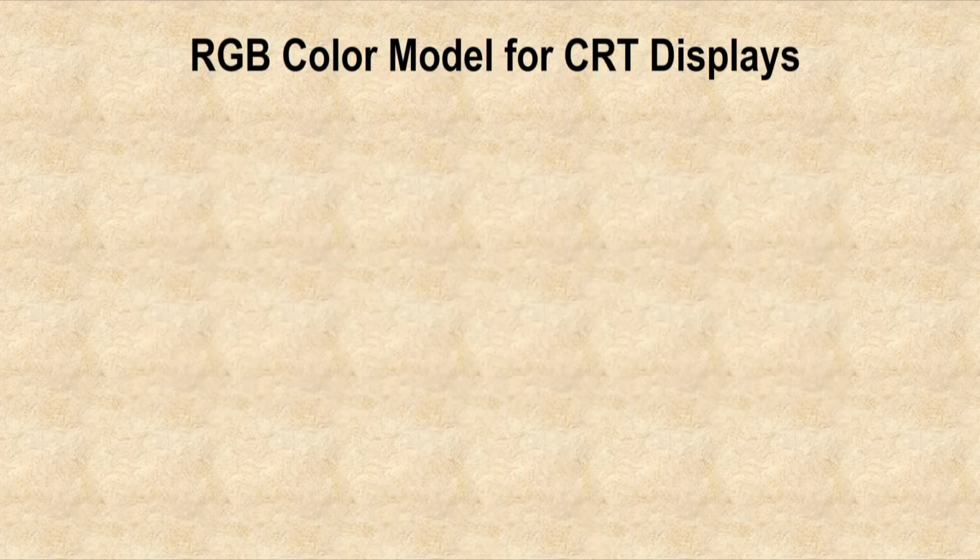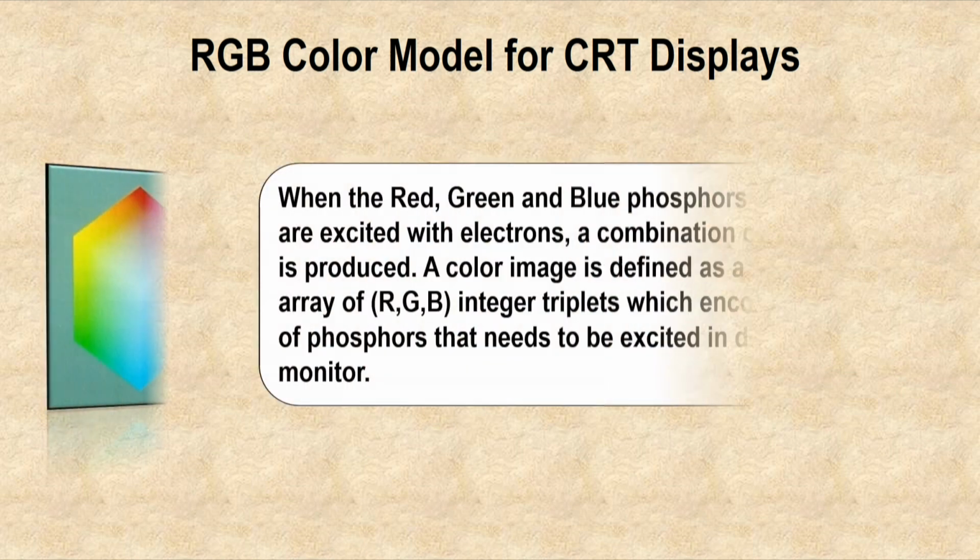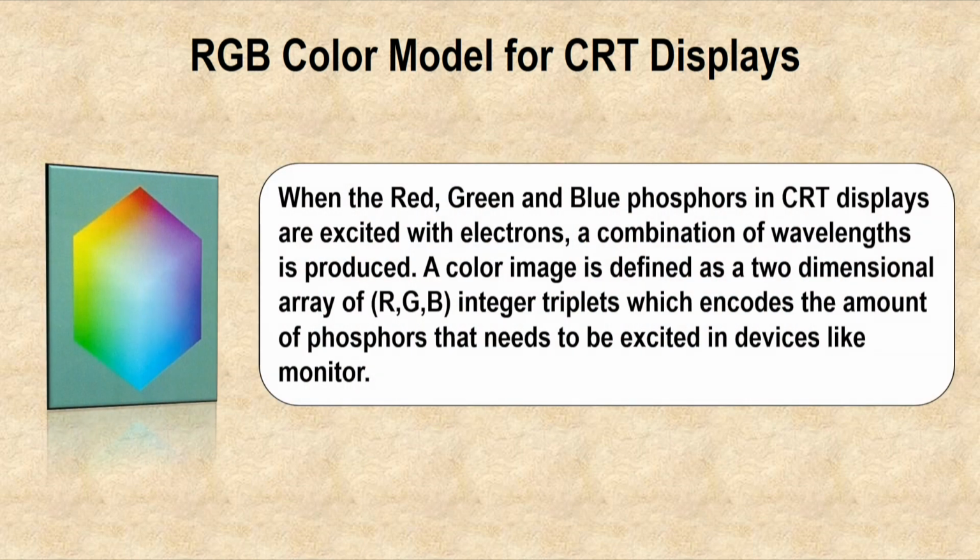RGB color model for CRT displays. When the red, green and blue phosphors in CRT displays are excited with electrons, a combination of wavelengths is produced. A color image is generally defined as a two-dimensional array of RGB integer triplets which encodes the amount of phosphors that need to be excited in devices like monitors.